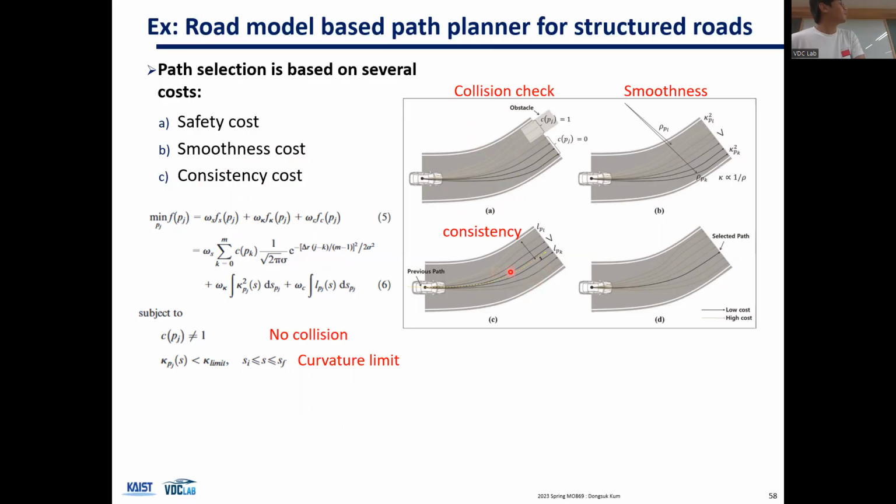So here is the collision check. The planner only uses paths that have C equals 0, which means no collision. Here is the smoothness cost. Among the generated paths, these are smoother, so these are preferred. Then consistency: this is the previous time step plan that it used. You want to have the curve that is close to this previous curve in order for the trajectory to be smooth. Then combining all three, you will have this as your selected trajectory.